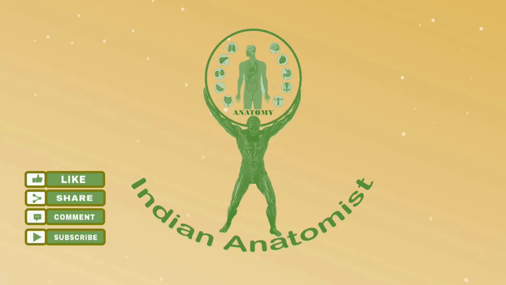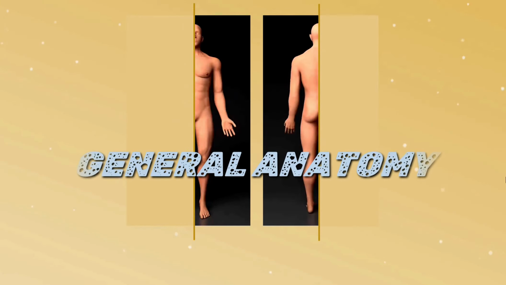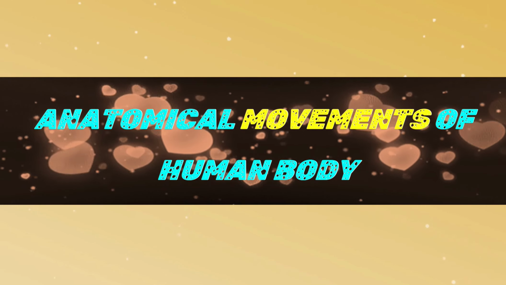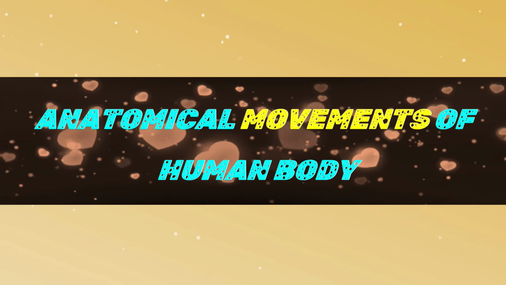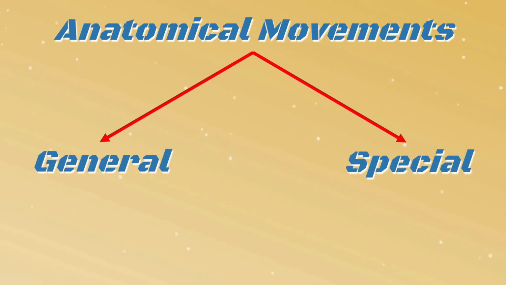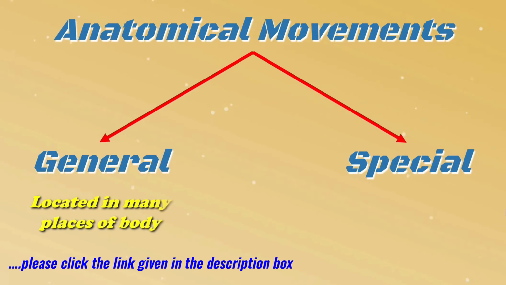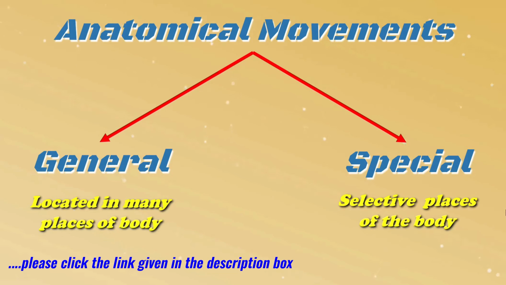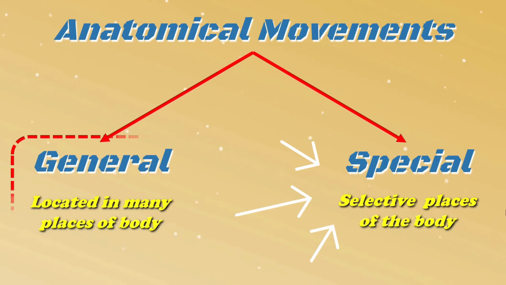Today's lesson is part of an ongoing lecture series, and the subject is General Anatomy 3.2. Anatomical movements can be sorted into two categories, general and special movements. In the video that came immediately before this one, I discussed the general anatomical movements. Please see the description box for the link. In this video, I will discuss the special anatomical movements that are involved in specific areas of the body.